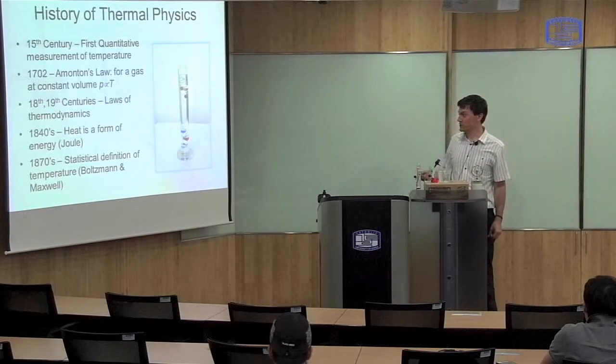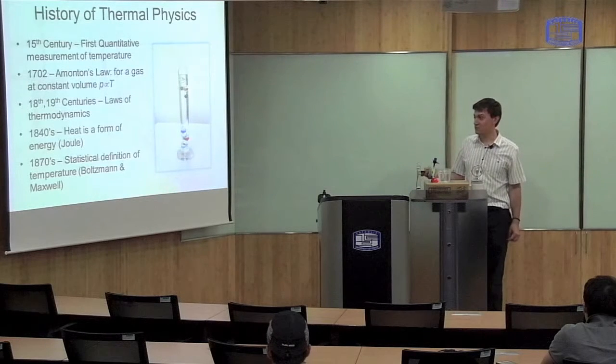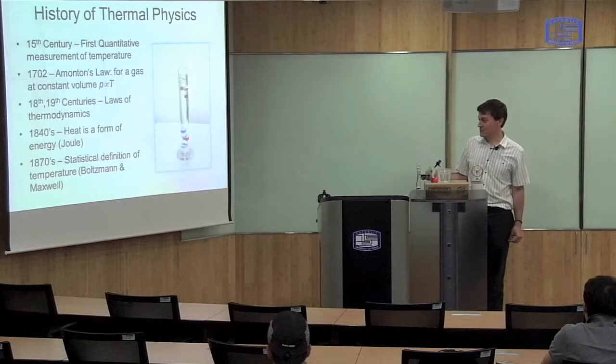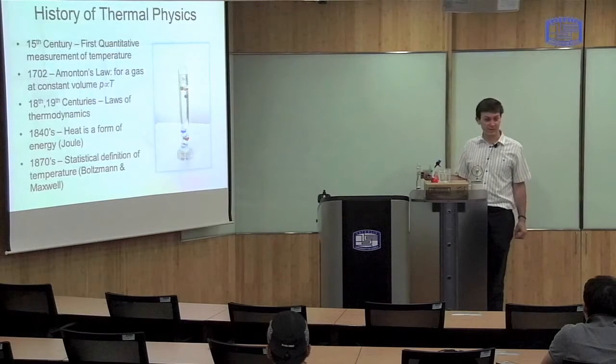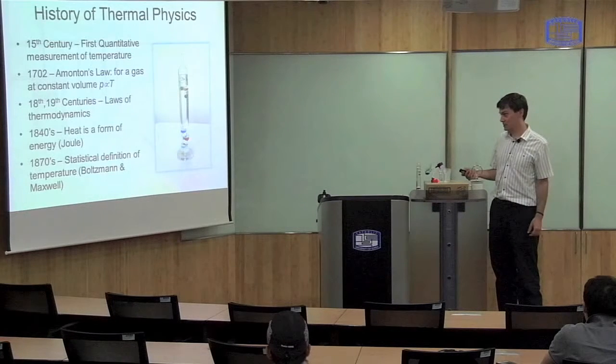And then a few years later, in about the 1870s, it was eventually shown how you can define temperature in terms of the properties of the particles of the system. And this is the connection between statistical physics and thermal physics. And that's what we will finish this class with.